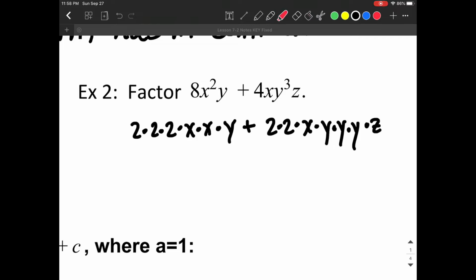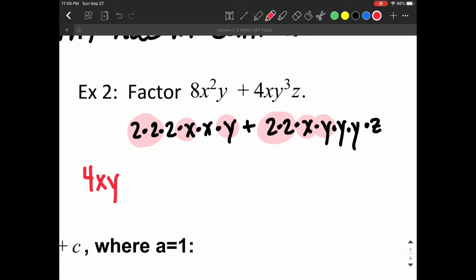Now I'm going to look for what they share in common. I have two 2's in common. I have 1x in common. And I have 1y in common. So the GCF is those factors together. So two 2's, 1x, 1y, which collectively gives me 4xy.